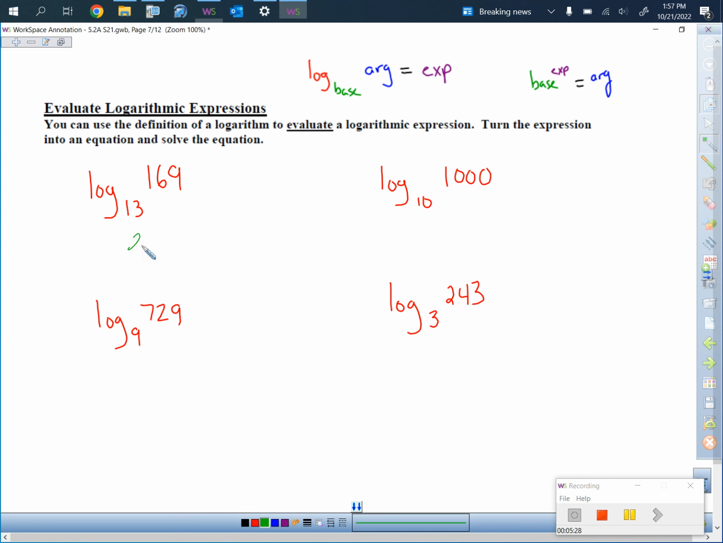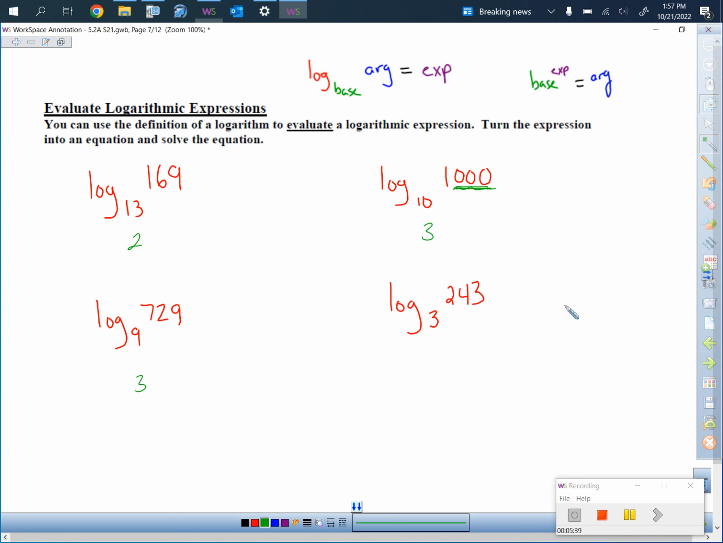So 13 to the second power is 169. 10 to the third power is 1,000. It's how many zeros this number has. It has 3 zeros. Well, this one, it's definitely not 9 squared, so it's got to be 9 cubed, is 729. And 3 to what power is 243?